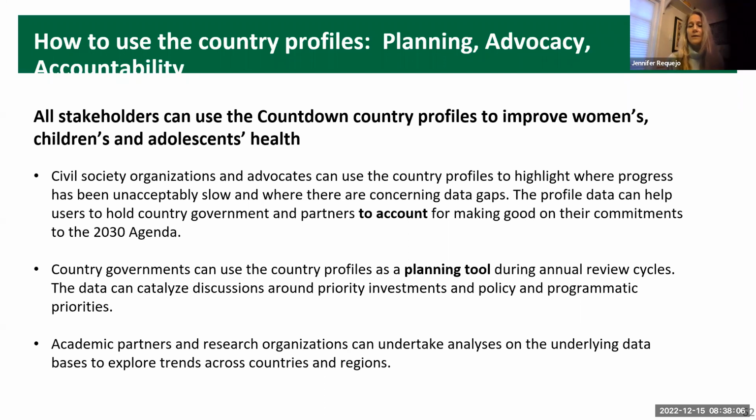So what is the point of developing these profiles and how can these tools be used? It can be used by all stakeholders and mainly for accountability purposes, for planning, and for advocacy and for research. So for example, civil society organizations can take a look at a country profile, identify where there is progress and where there are gaps, and use that information to hold governments and development partners to account for progress for women, children, and adolescents. Similarly, these tools can be a useful piece of information for governments to use during planning processes, for example, the annual review process. They can take a look at this and have some of their decisions be based on the evidence in those profiles for new plans or for policies to support women, children, and adolescent health.